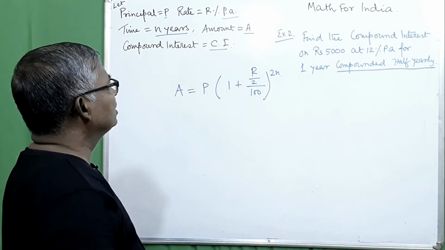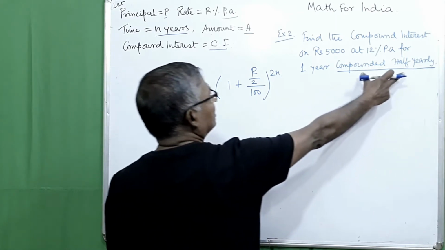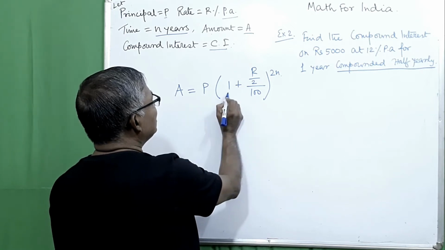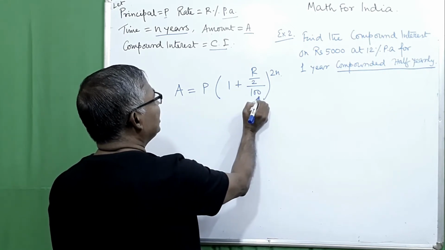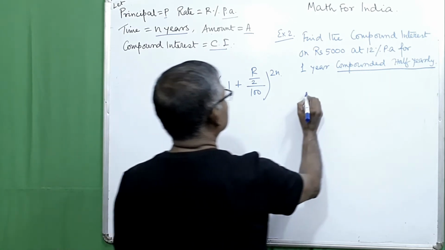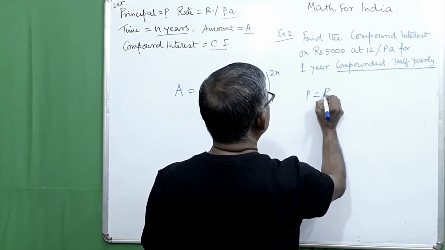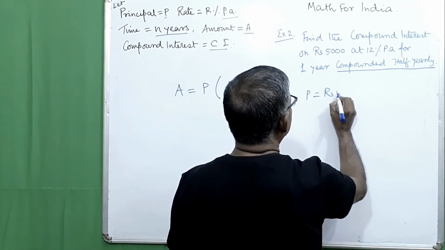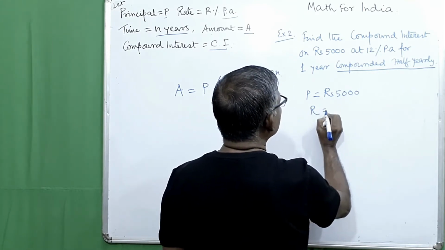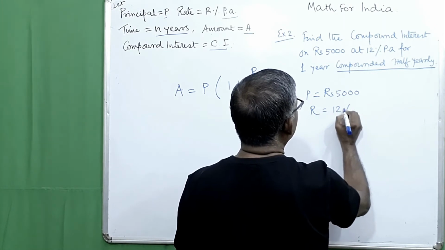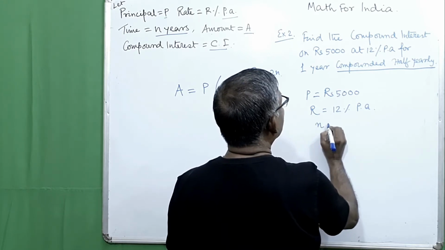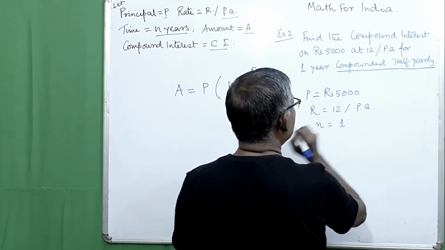Whenever interest is compounded half yearly, the formula is A equals P into 1 plus R by 2 by 100 whole to the power 2n. Here P equal to rupees 5,000, R equal to 12% per annum, N equal to 1 year.